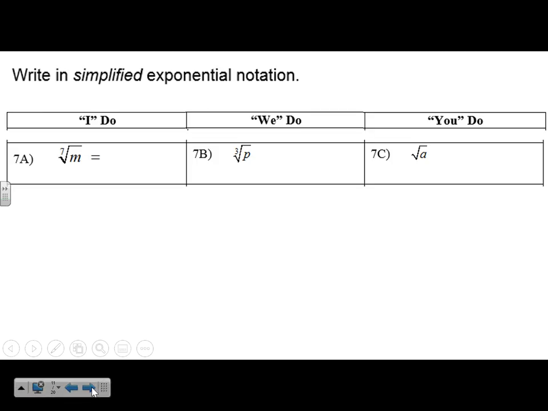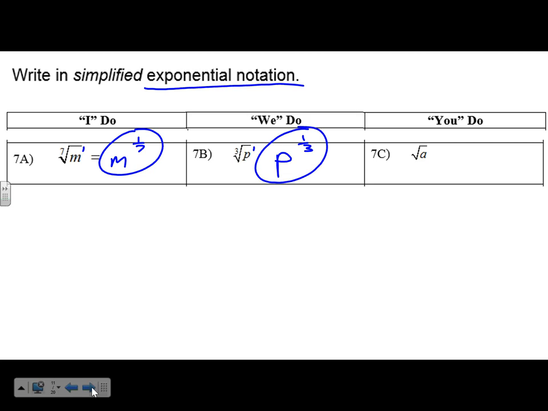So now we want these in simplified exponent form. So they're in radical form. We want them as exponents. So we're just working backwards. So it might help if there is no exponent. It might help to put a 1 there. So this is m raised to the 1/7 exponent. The exponent goes on top. The index number goes on bottom. P raised to the 1/3.